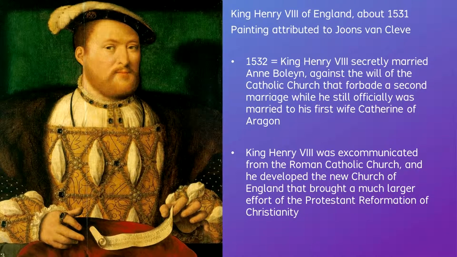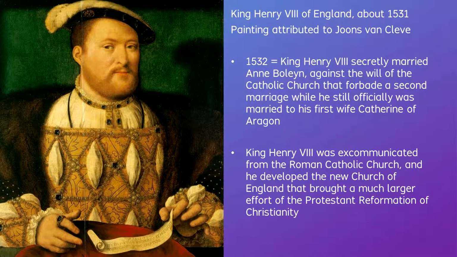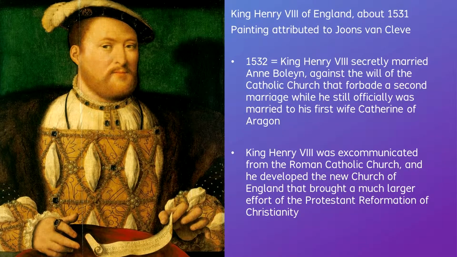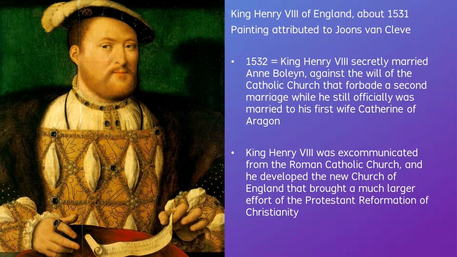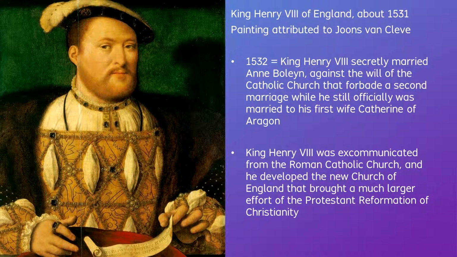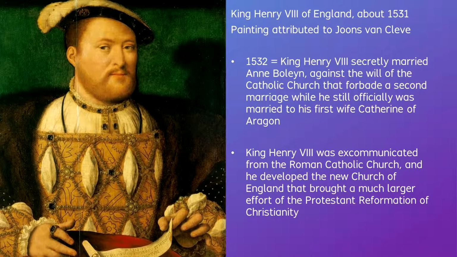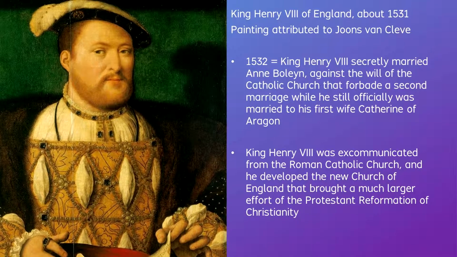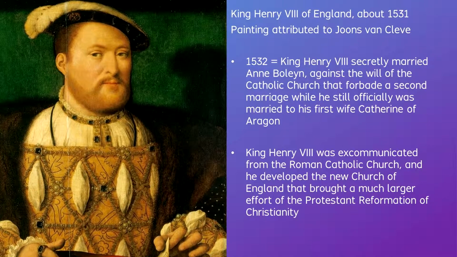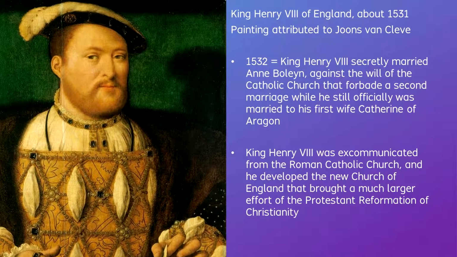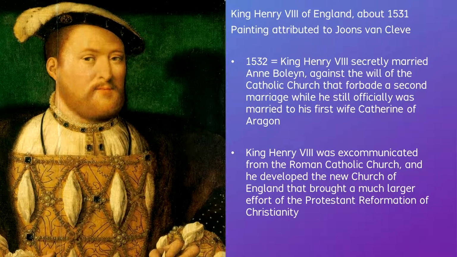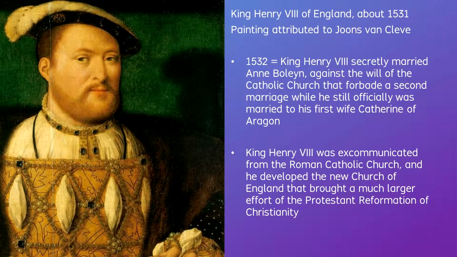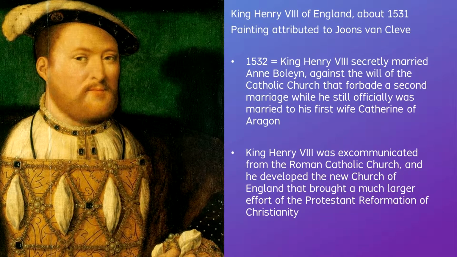The Roman Catholic Church disapproved, and Henry VIII indulged in creating a separate Church of England that would conform to his wishes. In 1532, Henry VIII secretly married his second wife, Anne Boleyn, and soon he was excommunicated from the Catholic Church. His new Church of England eventually would bring a much larger effort of the Protestant Reformation of Christianity, involving more than just the issue of annulment or divorce.